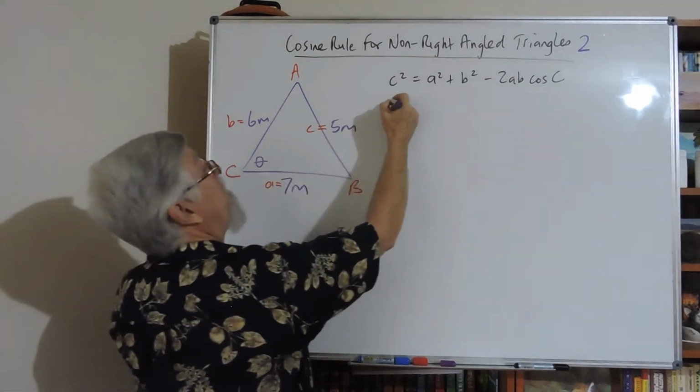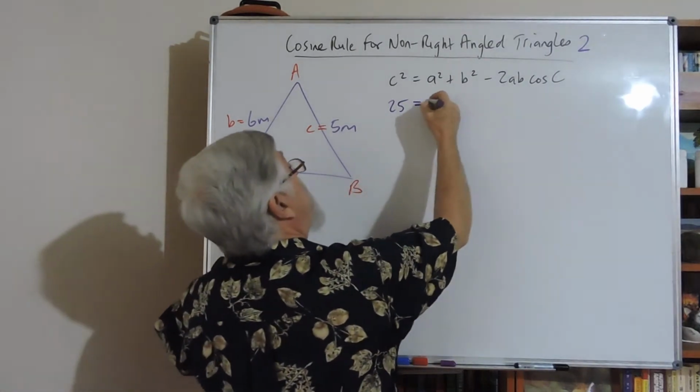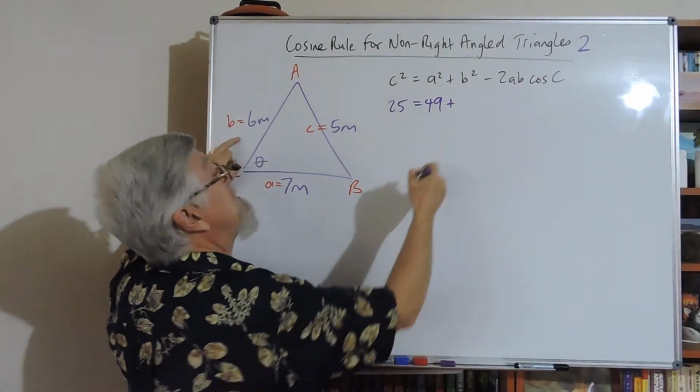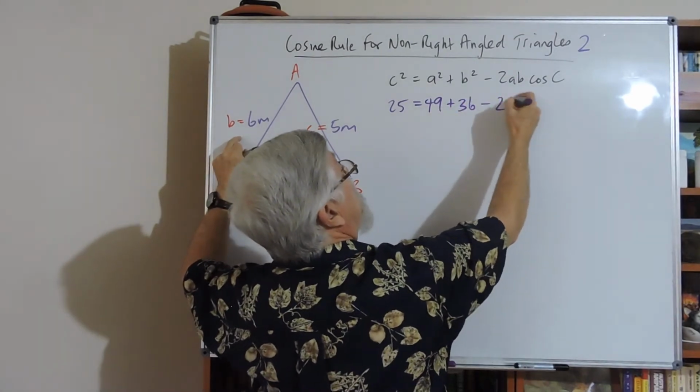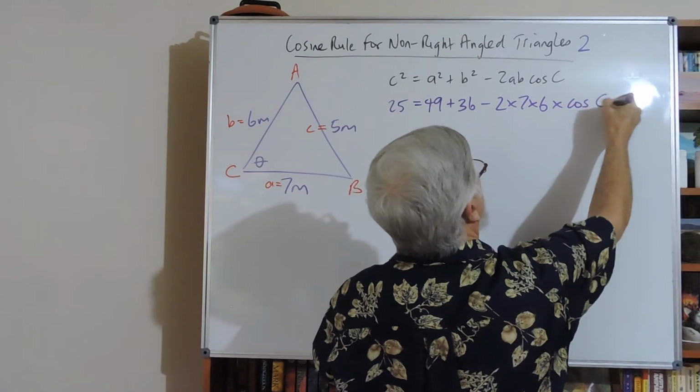So little c is 5, so I could write 25. Little a is 7, so I could write 49. Little b is 6, so I could write 36. Then I've got 2 times 7 times 6, and I'm getting the cos of C.